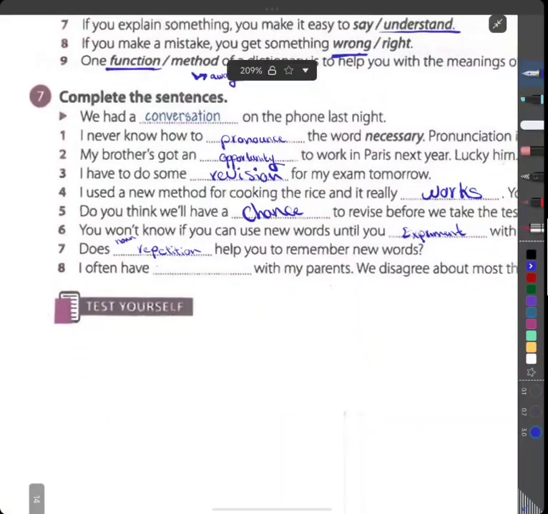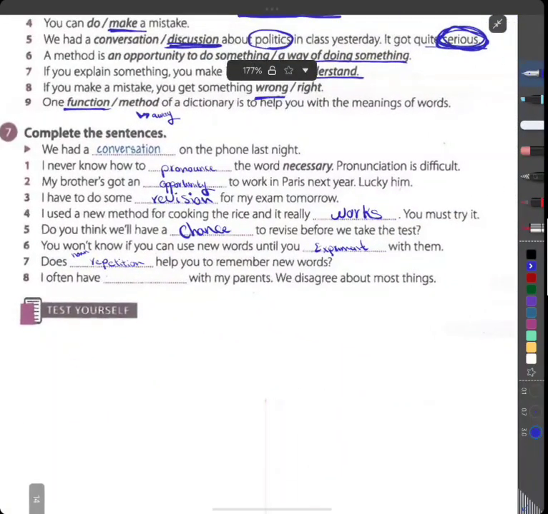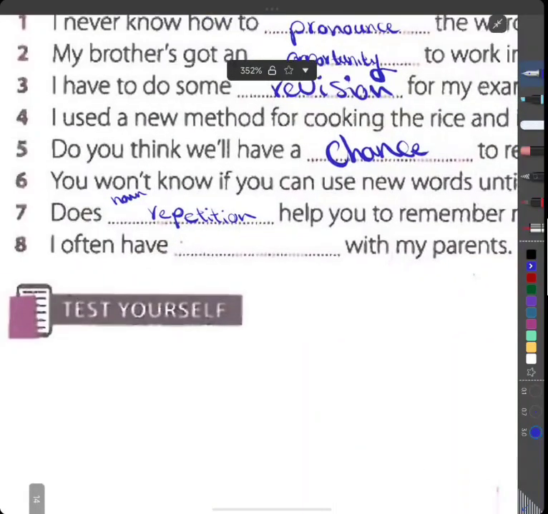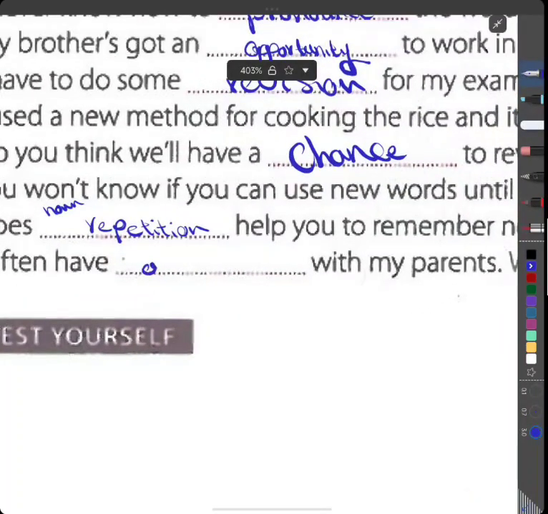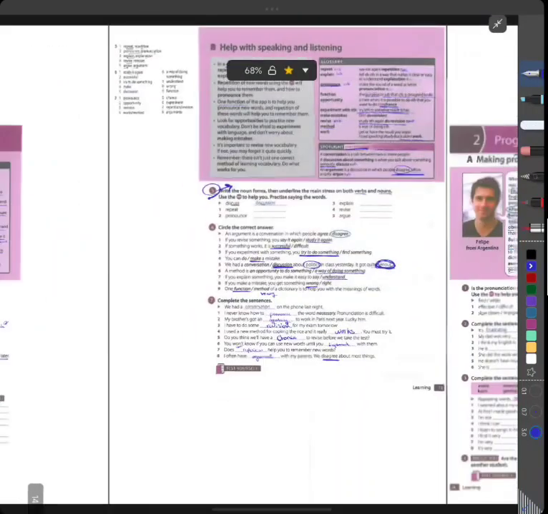Okay, repetition. I often have something with my parents. We disagree about most things. اینجا چون disagree داره پس اینجا یک بحث و argue هست دیگه. So I often have اینجا noun میخوایم argument with my parents.